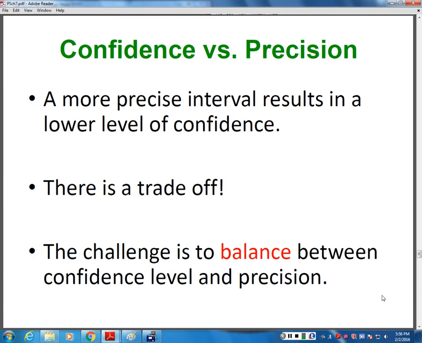Yeah, the challenge is to balance between confidence level and precision. Get a confidence level that is healthy and large enough for us to feel good about, while at the same time getting a confidence interval that's narrow enough for those results, those numbers, to be of value.